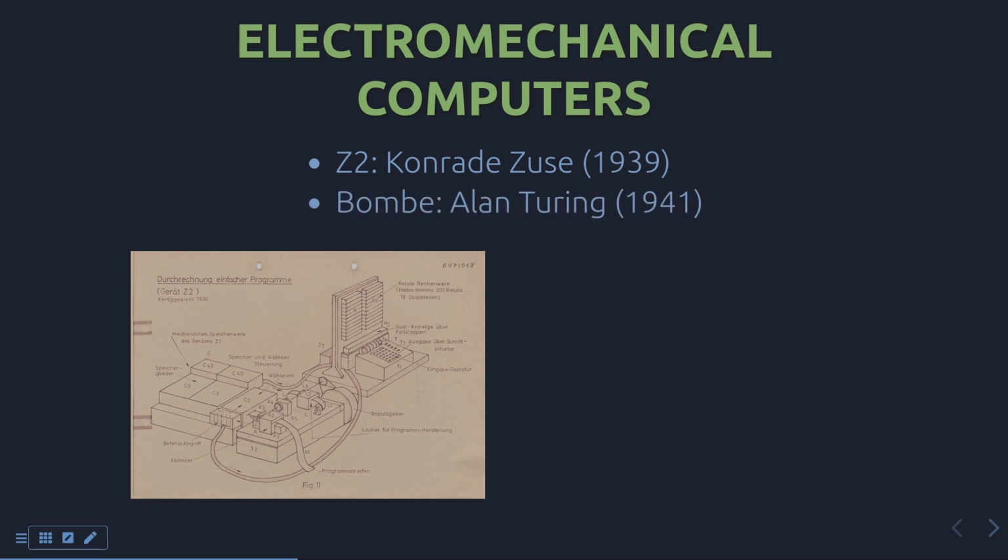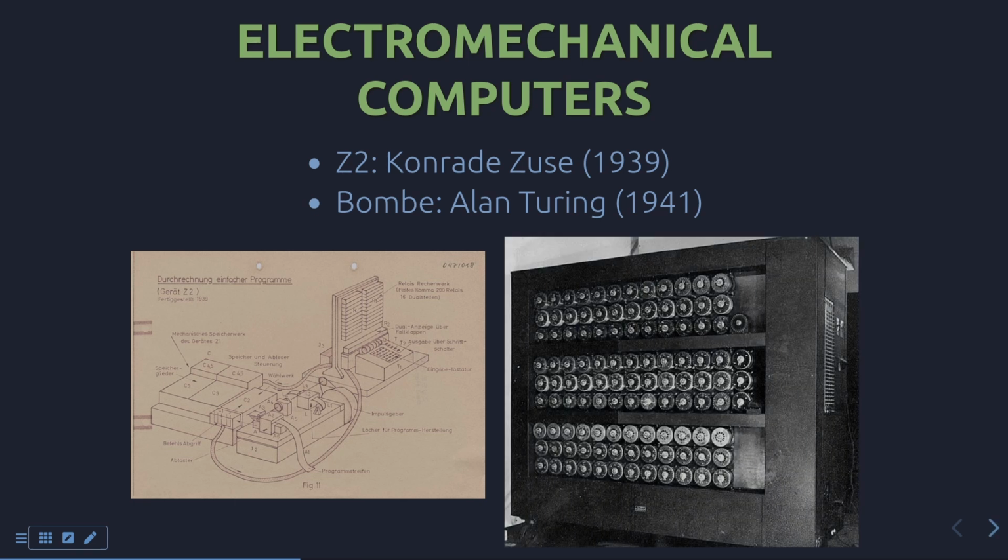Another example is the Bombe, which was invented by Alan Turing in 1941. The Bombe was an electromechanical code-breaking machine that was used to decrypt the Enigma cipher during World War II.